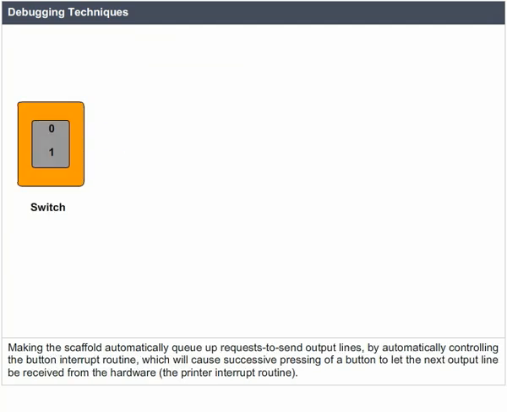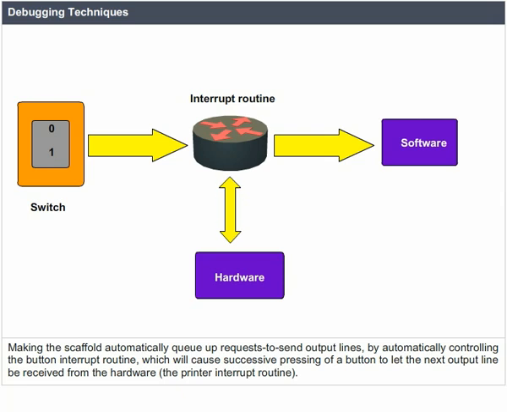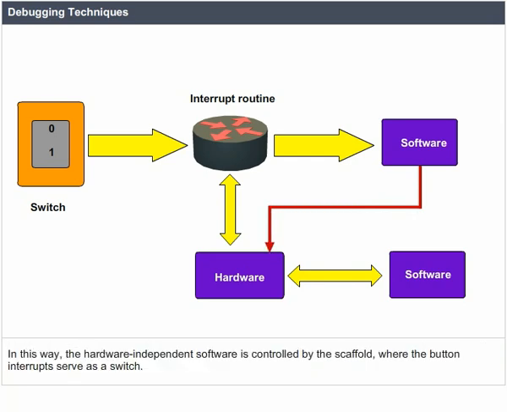Making the scaffold automatically queue up requests to send output lines by automatically controlling the button interrupt routine, which will cause successive pressing of a button to let the next output line be received from the hardware, the print interrupt routine. In this way, the hardware independent software is controlled by the scaffold, where the button interrupts serve as a switch.